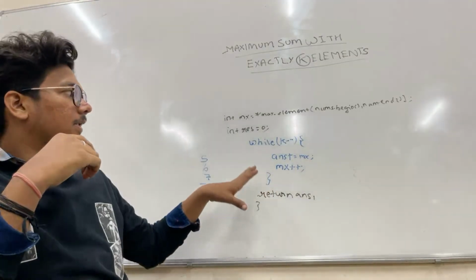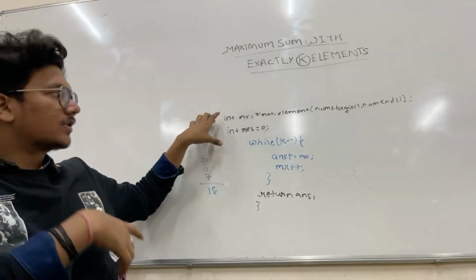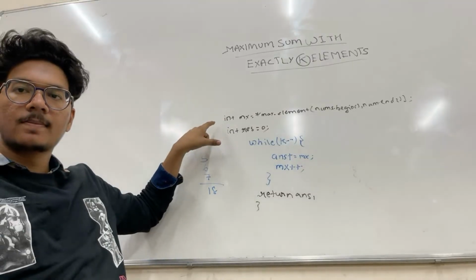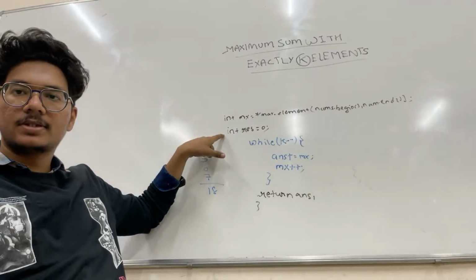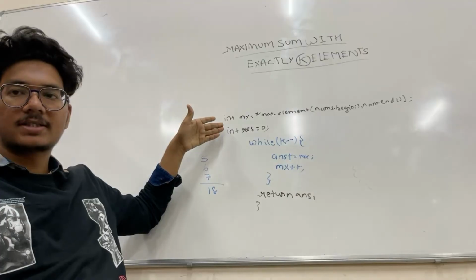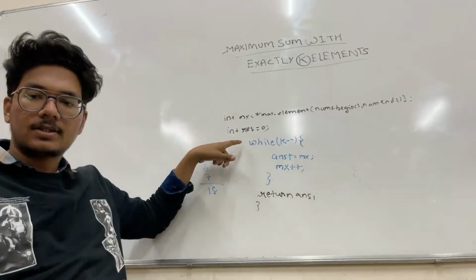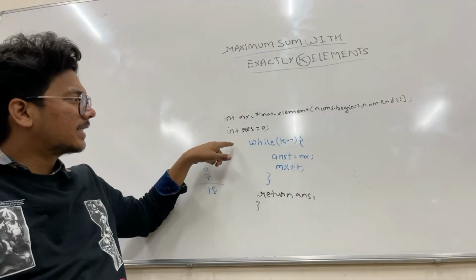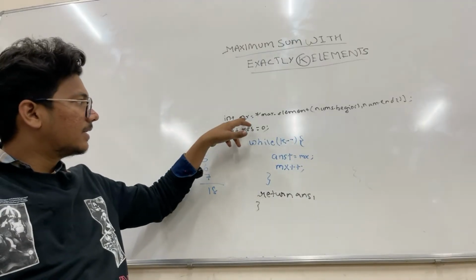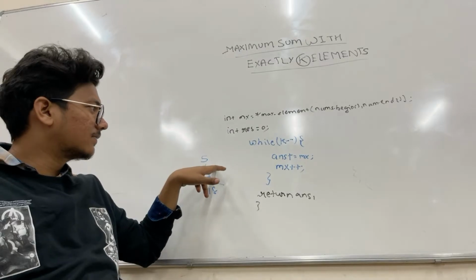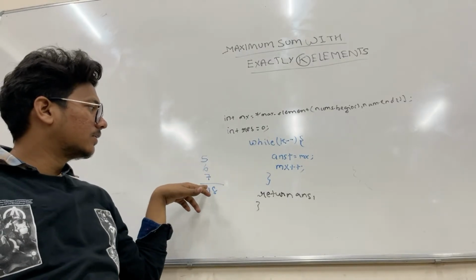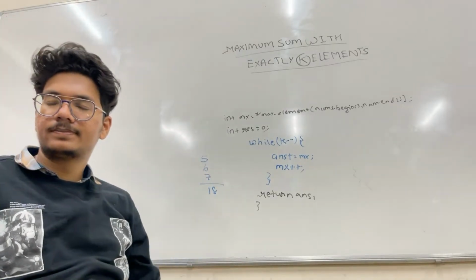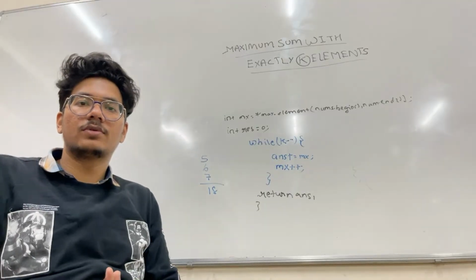So here is the logic. First, find the maximum element and initialize where we keep the answer. Run the while loop k times, select the maximum element, add it to the answer, and increment it by 1. So the final answer is this. This is a straightforward greedy question.